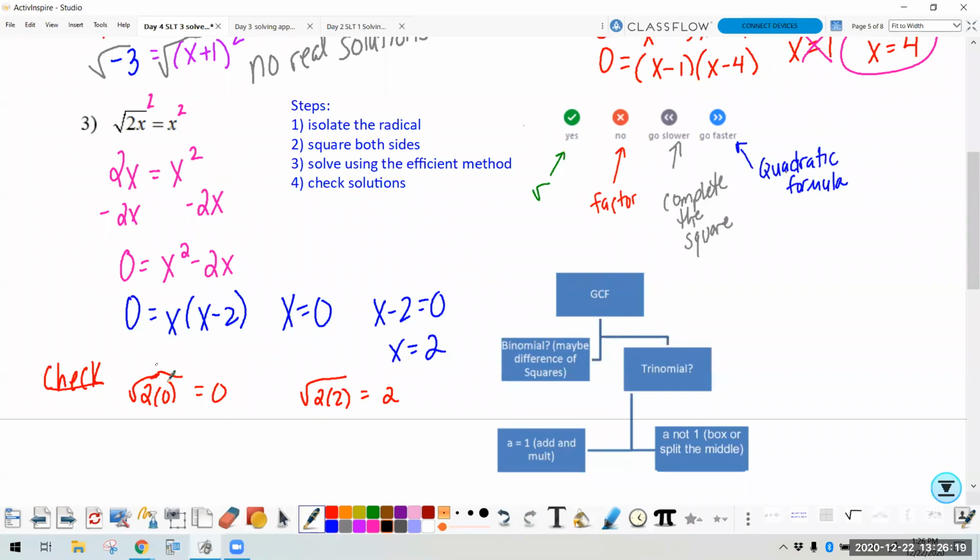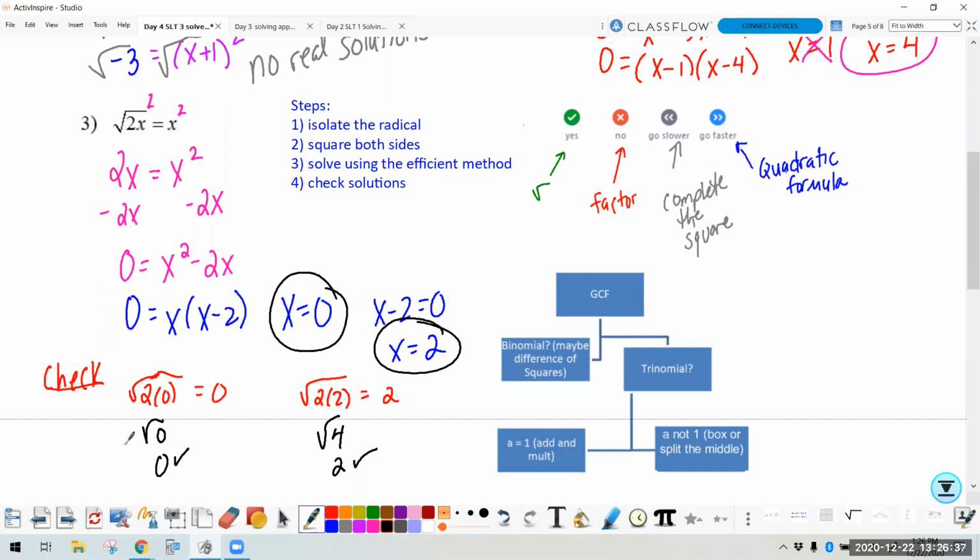Okay, to check our answers. 2 times 0, that's 0. Square root of 0 is 0. Yes, that works. That's an answer. Hey, 2 works as well. 2 answers for this one.